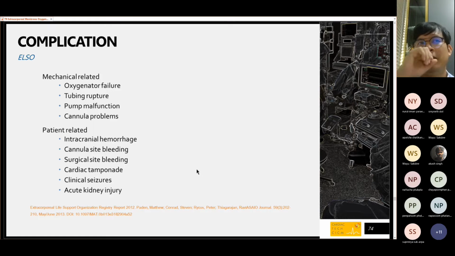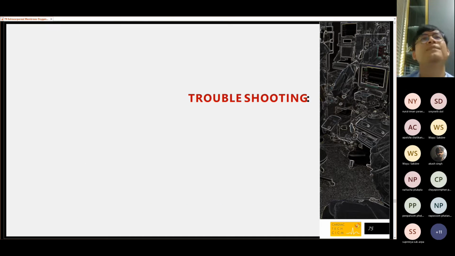categories, the four main issues that I talked about earlier, like vascular, brain, infections. Okay, that's all for the complications.